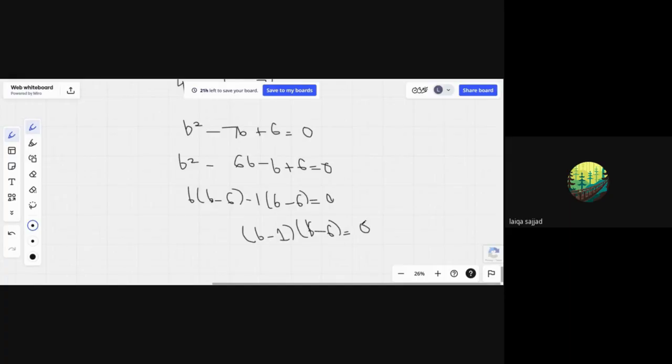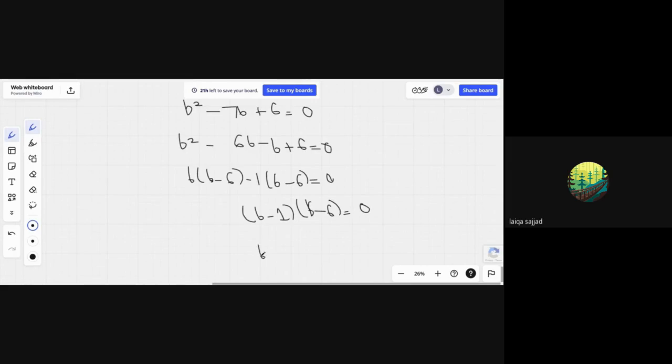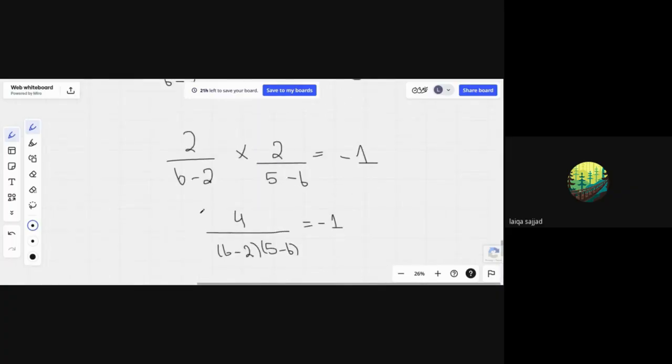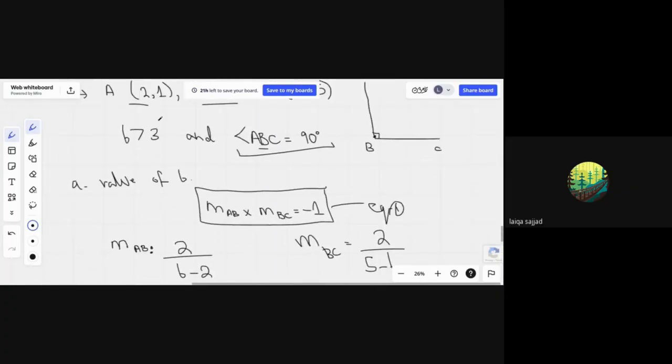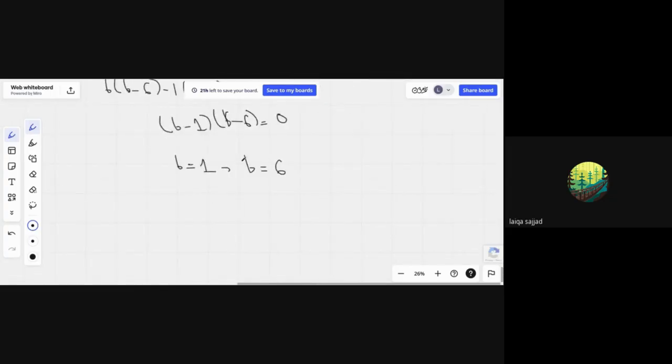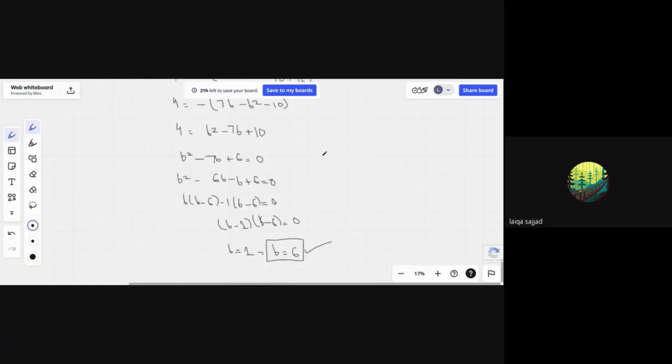From here we are getting two values. One is b equals 1 and the other is b equals 6. But in the question we were given the condition that b must be greater than 3. It was given in the question. So we will only consider the second value, which is b equals 6. We will discard the first one because of the condition given in the question. So this will be the value for b, right?